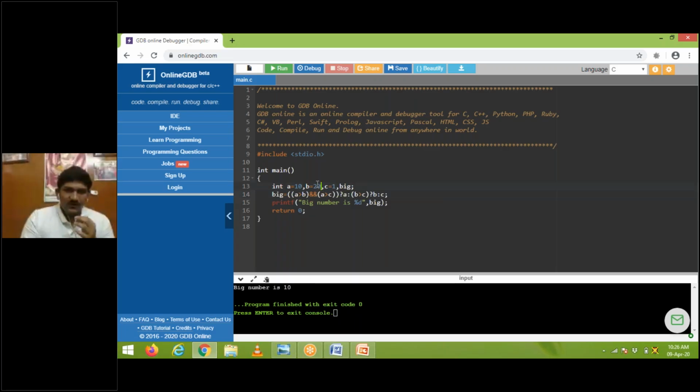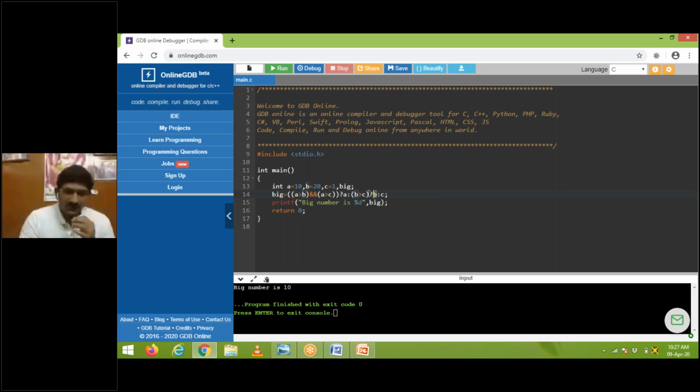Now I am giving b value 20. We'll check the program again. 10 is greater than 20, is it true? False. That means after that question mark a value will not be evaluated in big. Now it goes to the part after the colon, b greater than c. So b value 20 is greater than 1. Yes, it is true. Now after the question mark the value will be evaluated in big.